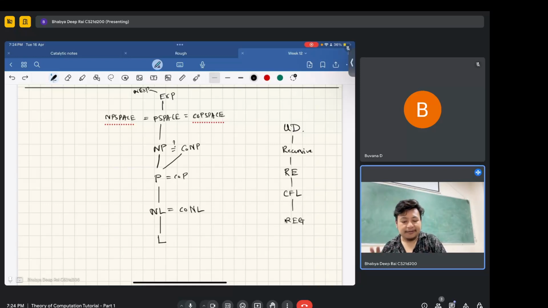Okay. Anyway, this is a diagram which will help you in remembering. Okay. Now moving on.